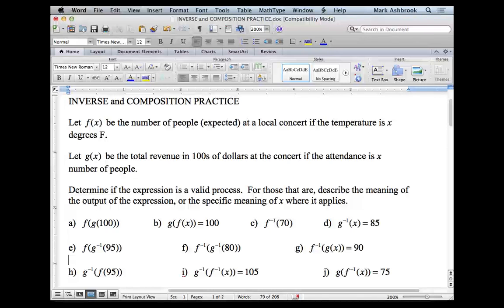So what about F inverse of 70? What does it represent? Is it a number of people or a temperature? Is this the input or output of F? It's an input of F. Input is the whole thing. So it's a temperature. Which temperature is it? Temperature corresponding to? 70 people at the concert. Okay, definitely.